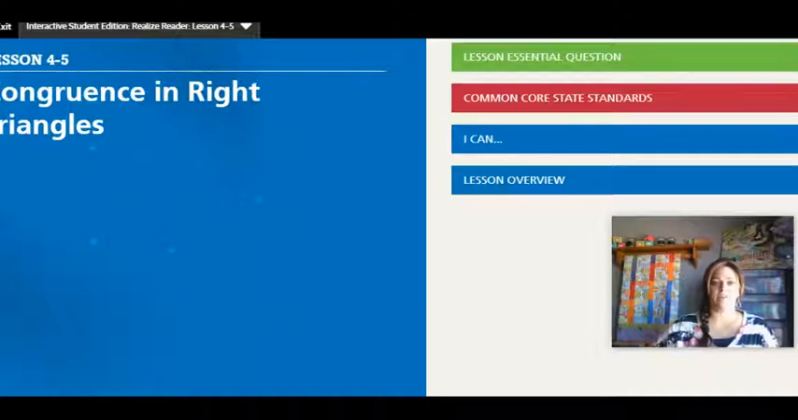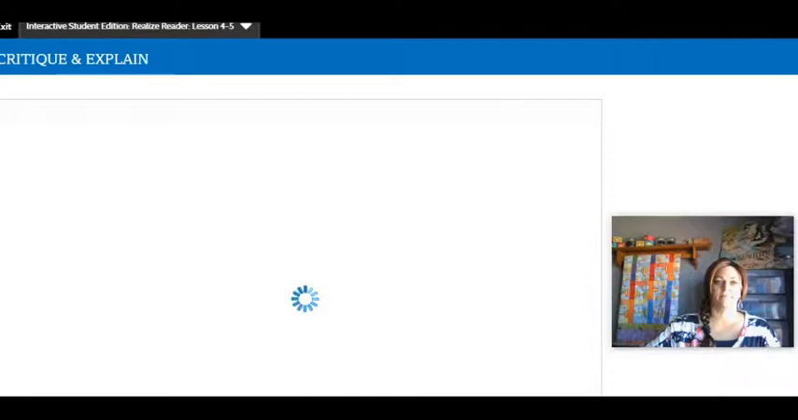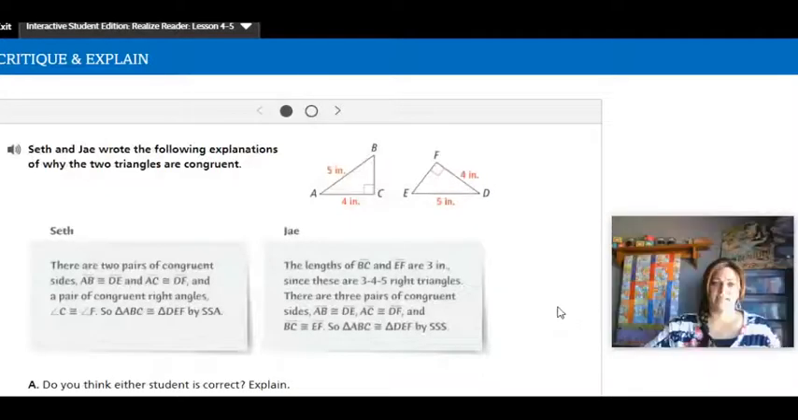Lesson 4.5, Congruence in Right Triangles. This lesson starts out by saying Seth and Jay wrote the following explanation of why the two triangles are congruent.